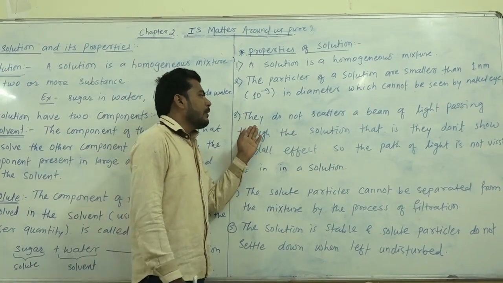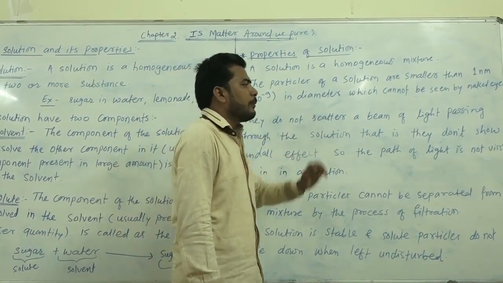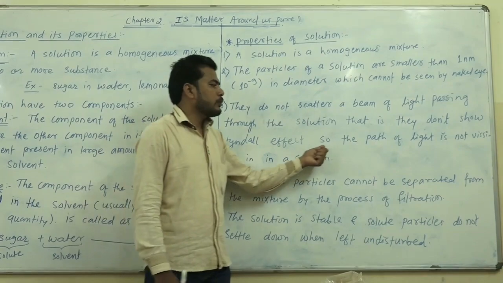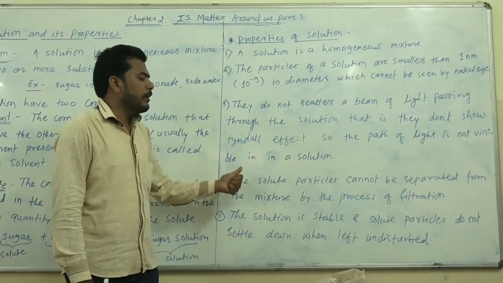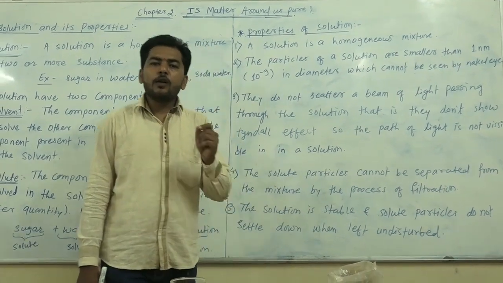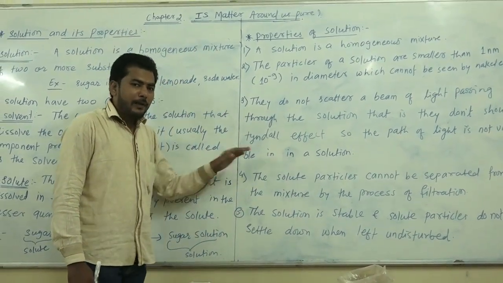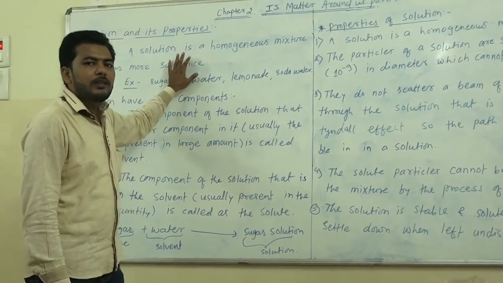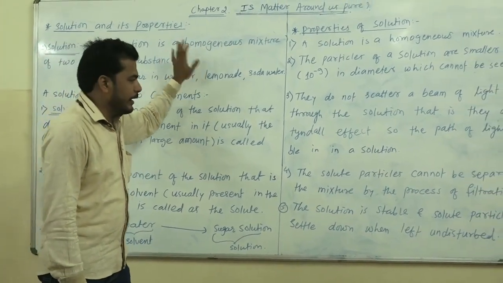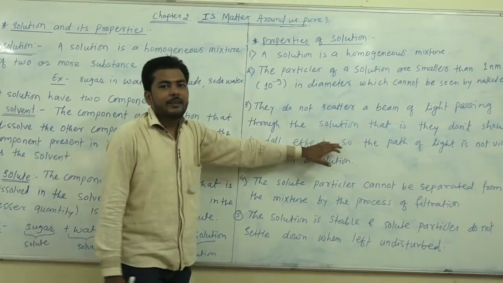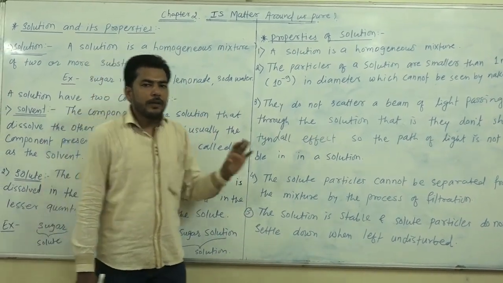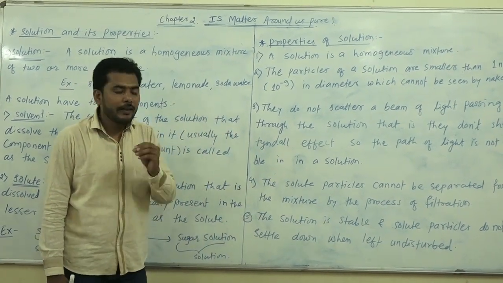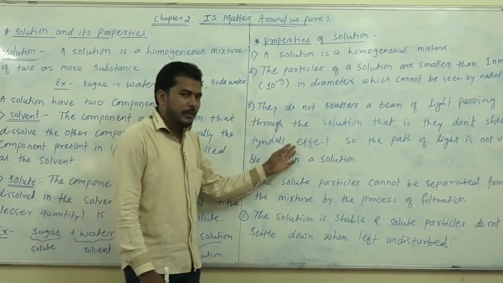Third property we see is that they do not scatter a beam of light passing through the solution, that is, they don't show the Tyndall effect. So the path of light is not visible in a solution. We saw an activity on it also in part second. I am just revising this. Until now we are just seeing the revision of part second. The Tyndall effect says that whenever we pass light through a medium, the particles scatter that light and it becomes visible in the path of light, and this is known as the Tyndall effect.